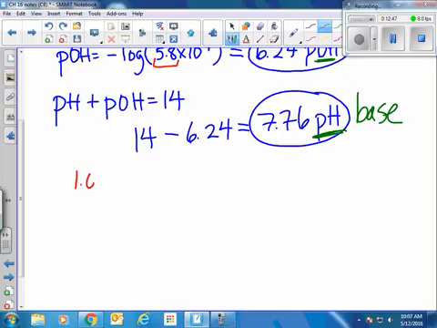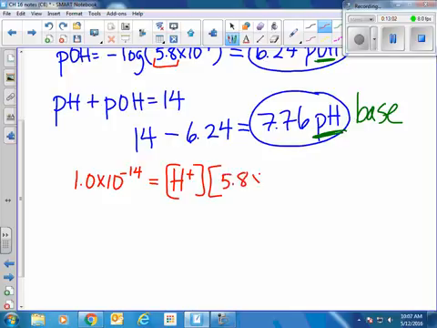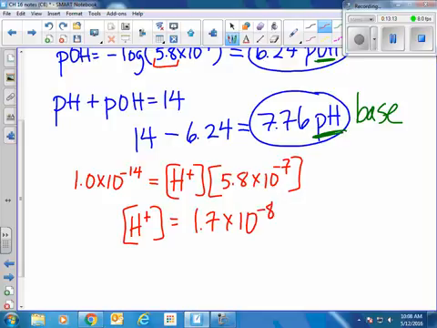So this one I'm going to do 1.0 times 10 to the negative 14th is equal to the concentration of my hydroxide, which we found was given of 5.8 times 10 to the negative 7th. So go ahead and do some algebra on this one. And again, I need 2 significant figures, 1.7 times 10 to the negative 8th. Okay, so lots of numbers, but simple math. You just have to figure out how to get there.